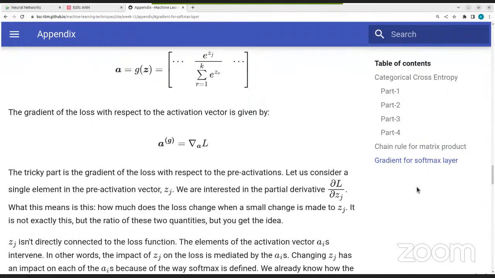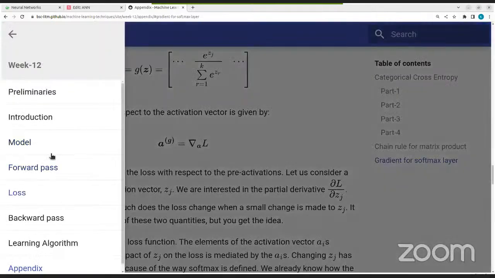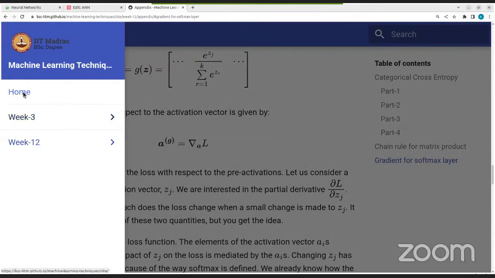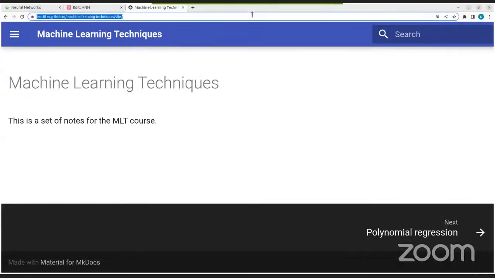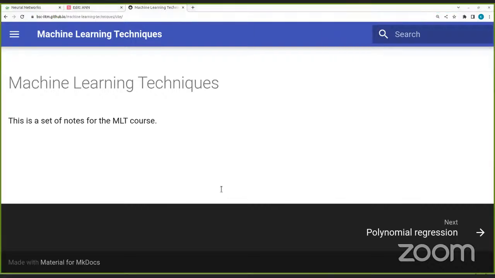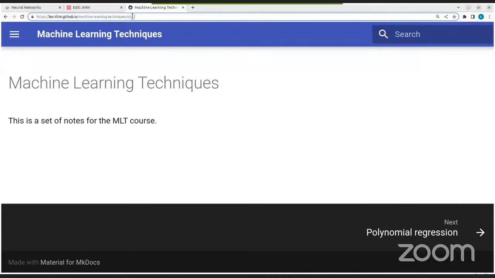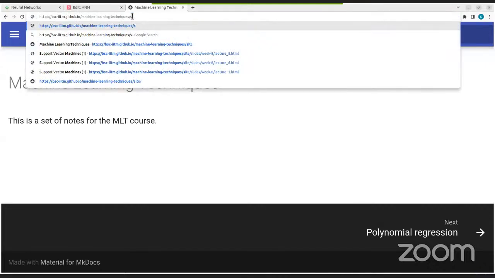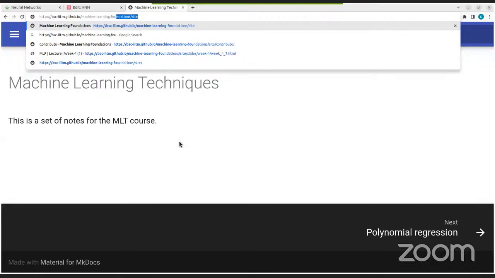resource. So can you paste this on the chat? Yeah. Thank you, sir. And if you want to know a little more about differentiation and chain rule, there is one write-up for MLF.